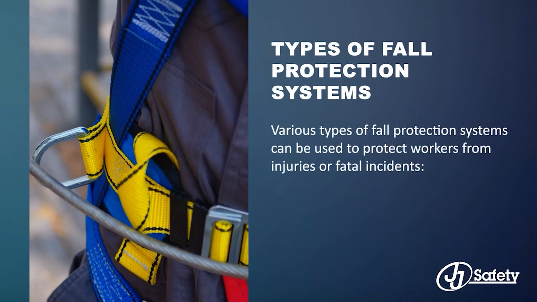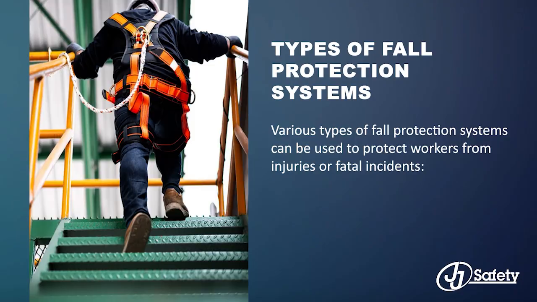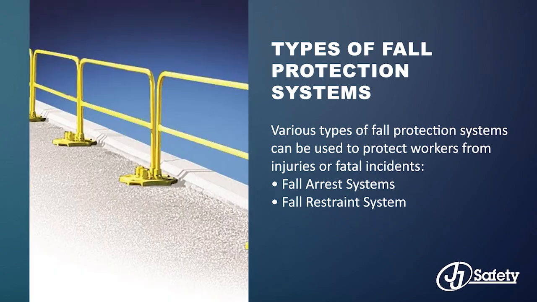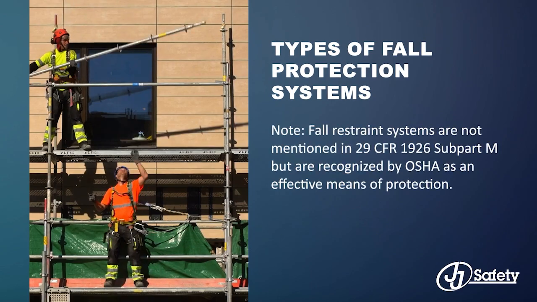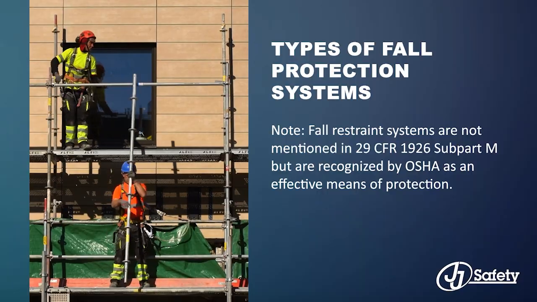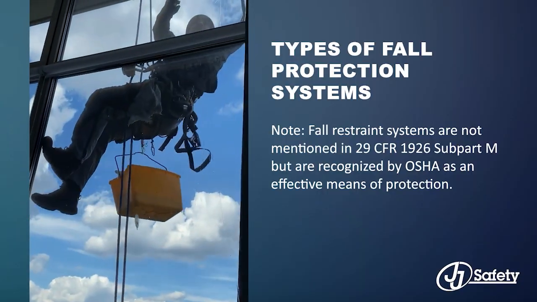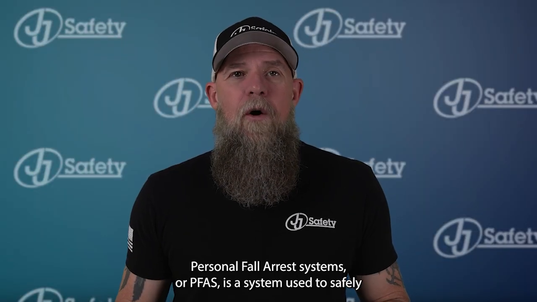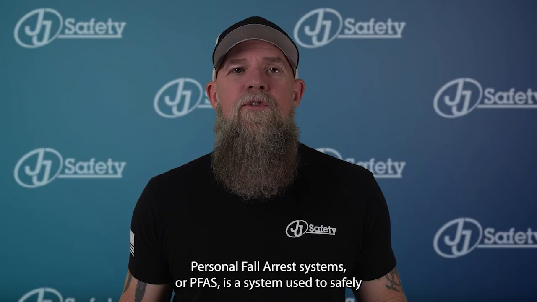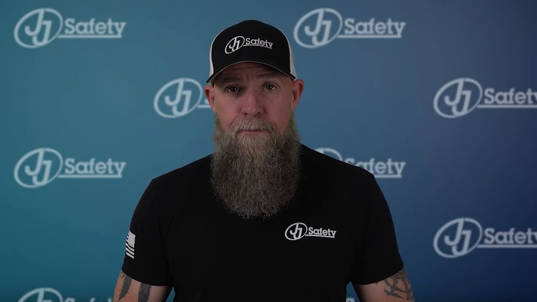Various types of fall protection systems can be used to protect workers from injuries or fatal incidents, like fall arrest systems, fall restraint systems, guardrail systems, and safety net systems. Fall restraint systems are not mentioned in 29 CFR 1926 subpart M, but are recognized by OSHA as an effective means of protection. Personal fall arrest systems, or PFAS, is a system used to safely stop or arrest a worker who is falling from a working level.